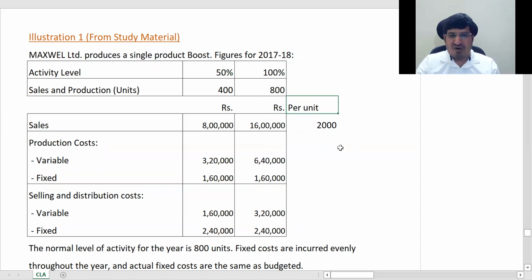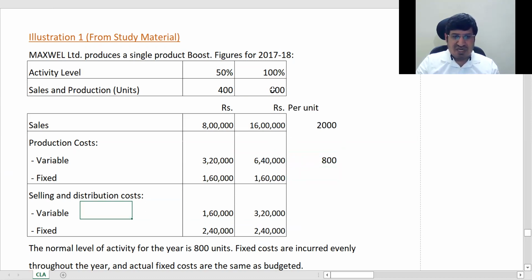I've just found out per unit sales. ठीक है? So similarly for variable cost also we can find out per unit. I can just take this total variable cost divided by total units. ठीक है? I got per unit variable cost.